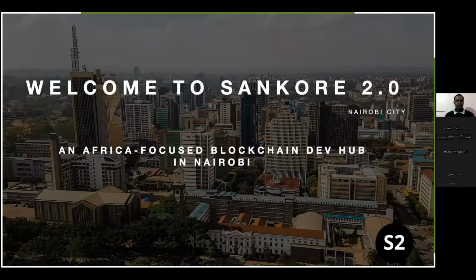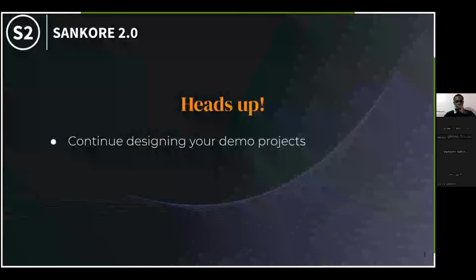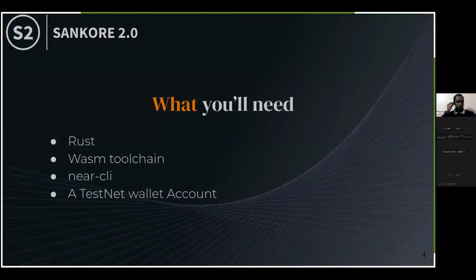Our day 7 session. And today we're basically going to talk about storage in smart contracts. So how Near avails the functionality that you can use to store your data, or persist your data in this case, on its blockchain. Now, what you're going to need for this particular session, the tools you're going to need are what you already have: the Rust WebAssembly toolchain, the Near CLI, and the testnet wallet address or account.